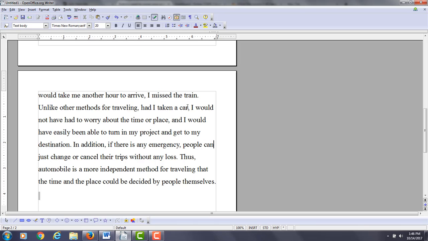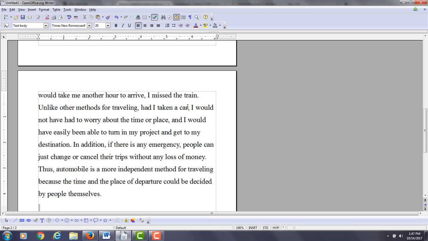People can, if there's an emergency, people can just change or cancel their trips without any loss of money. Thus, the automobile is a more independent method for traveling. Because the time and the place of departure, I'm going to say can here, can be decided by the people themselves.